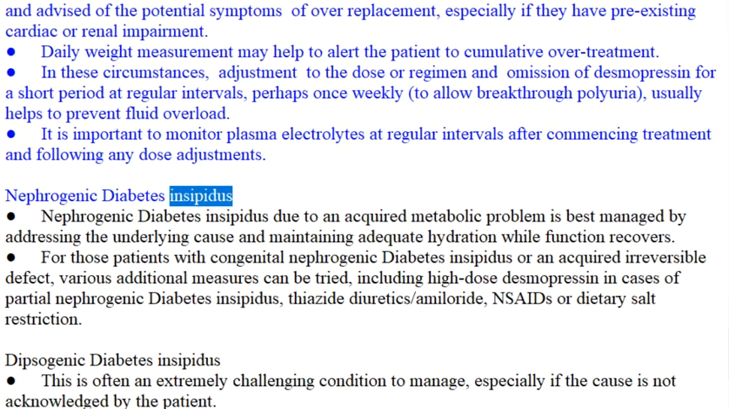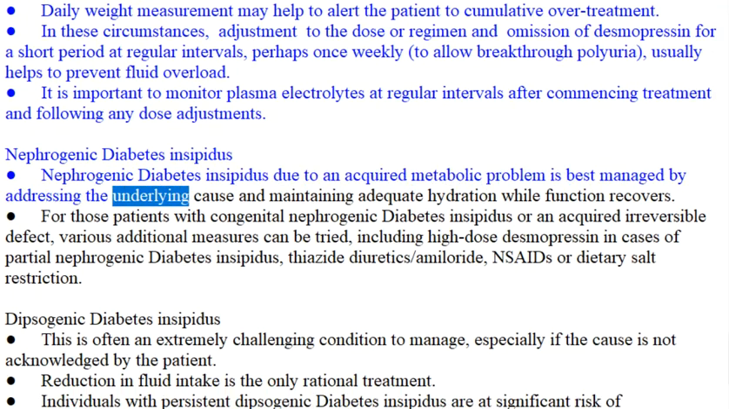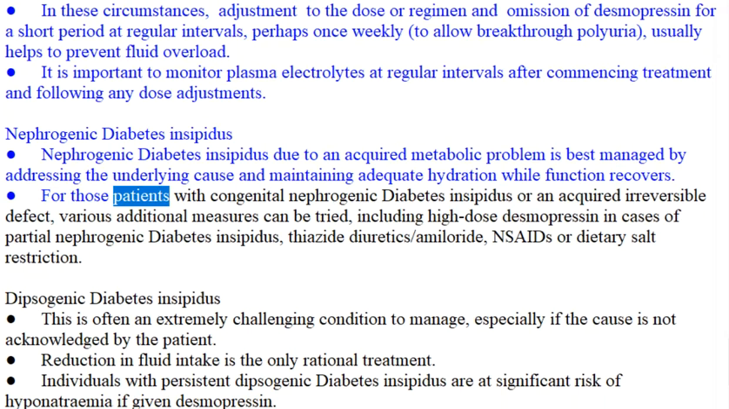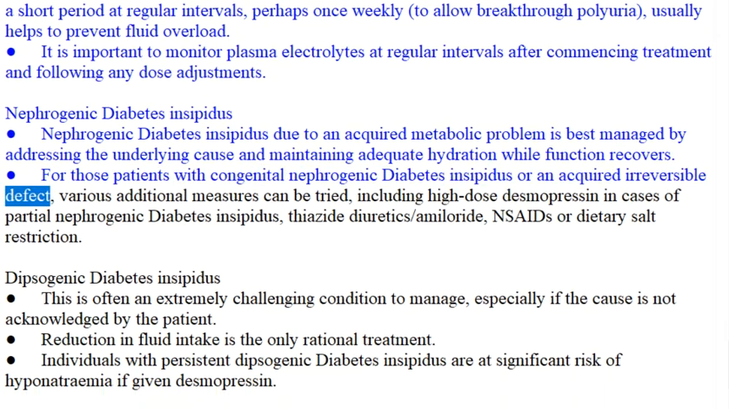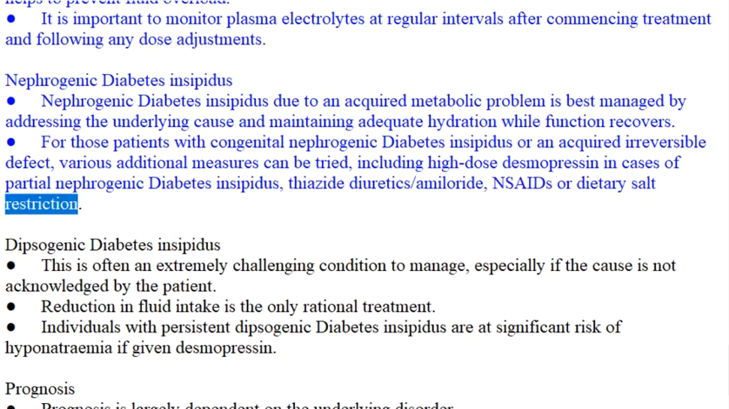Nephrogenic diabetes insipidus. Nephrogenic diabetes insipidus due to an acquired metabolic problem is best managed by addressing the underlying cause and maintaining adequate hydration while function recovers. For those patients with congenital nephrogenic diabetes insipidus or an acquired irreversible defect, various additional measures can be tried, including high-dose desmopressin in cases of partial nephrogenic diabetes insipidus, thiazide diuretics/amiloride, NSAIDs, or dietary salt restriction.